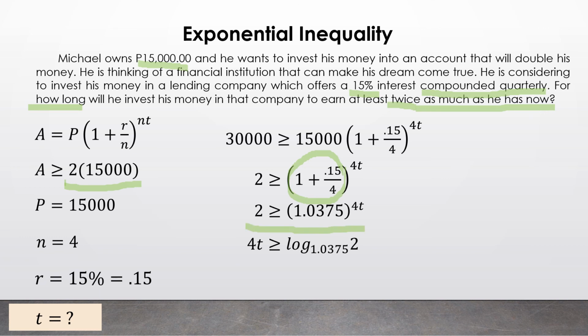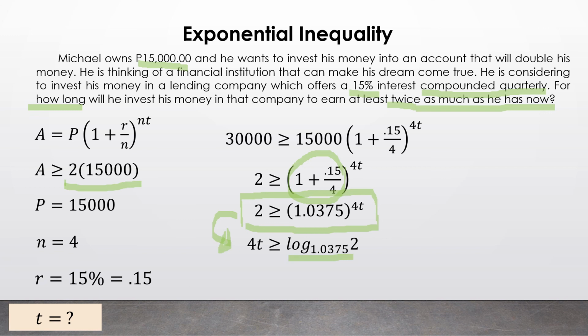We can change this exponential inequality into logarithmic form. Later on, mapag-aaralan din natin ang logarithmic, ang pag-change ng logarithmic function to exponential form and vice versa. So we have, by changing this inequality into logarithmic inequality, ano we have? 4t is greater than or equal to the logarithm of 2 to the base of 1.0375.